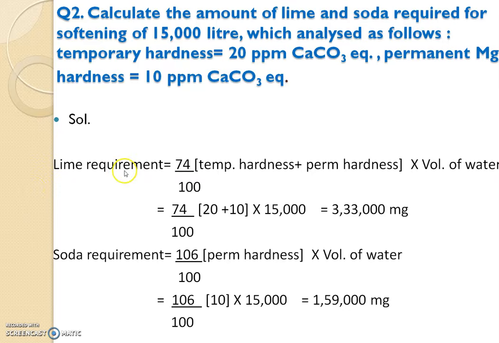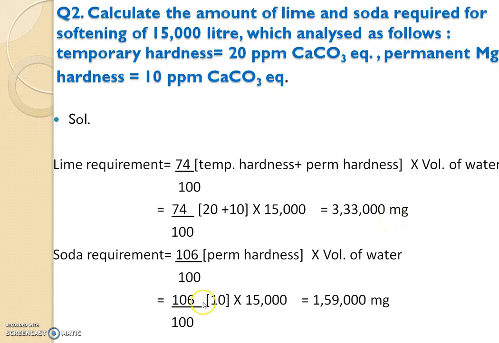Okay. So here, in the lime requirement formula we will put 74 by 100, and because the temporary hardness is not specifically mentioned for any ion, and for permanent we have been given magnesium 10, when we put in the temporary and permanent hardness values, it is 74 by 100, temporary is 20, permanent is 10, volume of water is 15,000.